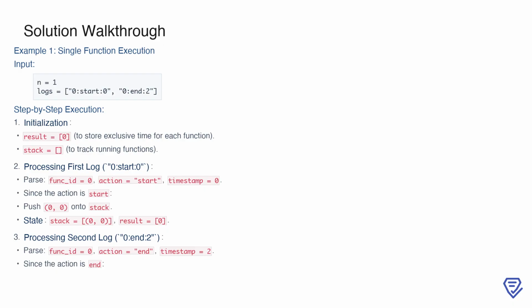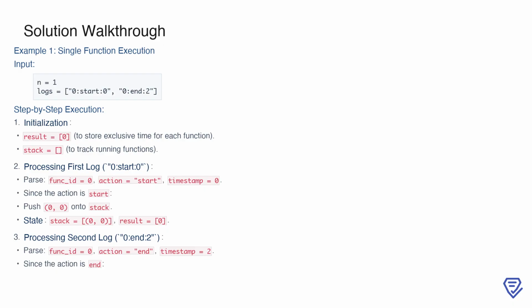Now, we process the first log, which indicates that function 0 starts at timestamp 0. After parsing the log, we see the action is start, so we push the function ID and timestamp as a tuple, (0, 0), onto the stack. At this point, the stack contains one entry, (0, 0), and result remains 0.